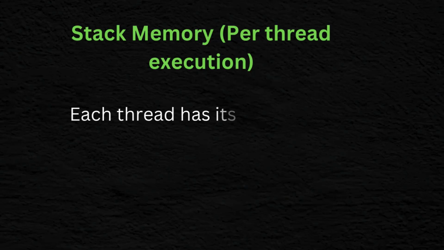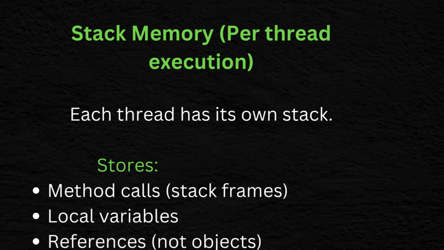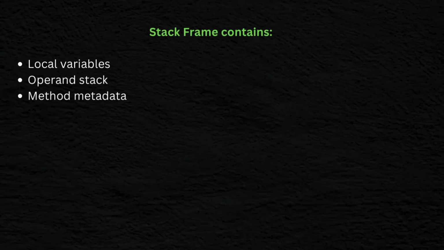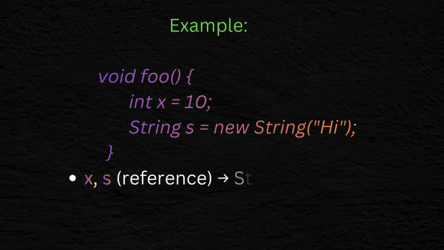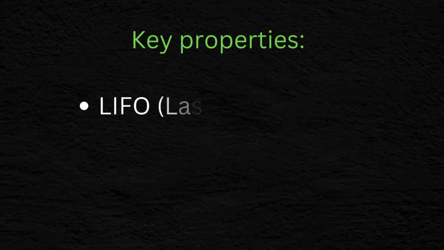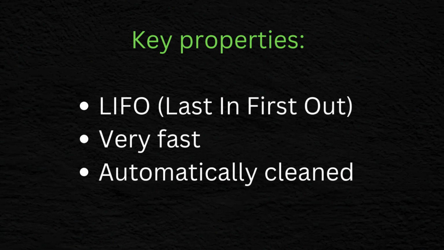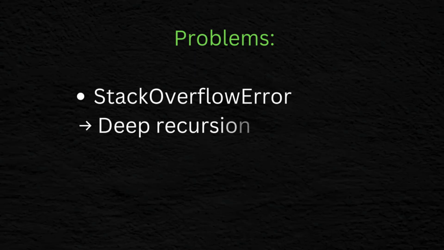Stack memory. Each thread has its own stack. It stores method calls, local variables, and references to objects. Each method call creates a stack frame. It contains local variables, operand stack, and method related data. For example, here x and s reference are in stack. The actual object is in heap. The key properties are stack follows LIFO, last in first out. It is very fast and automatically cleaned when the method finishes. StackOverflowError happens when there is deep recursion or infinite method calls.